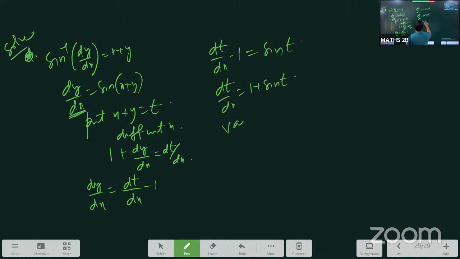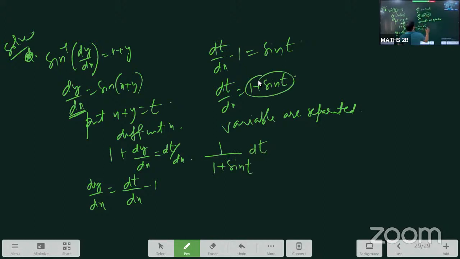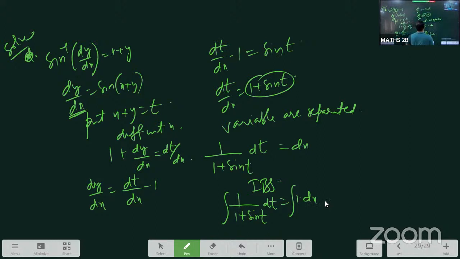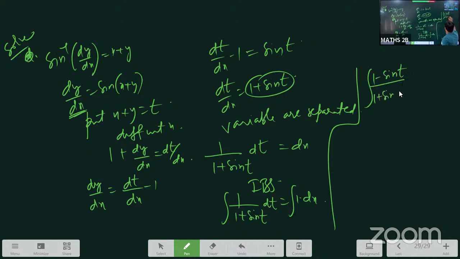Now variables are separated. That is 1 by 1 plus sine t dt. This whole thing you bring to the denominator and dx to that side. Now integrate on both sides: integration of 1 by 1 plus sine t dt and integration of 1 dx. Now, for integration of 1 by 1 plus sine t, what am I going to do? Rationalize. That is (1 minus sine t) by (1 plus sine t)(1 minus sine t) dt is equal to integration of 1 dx.